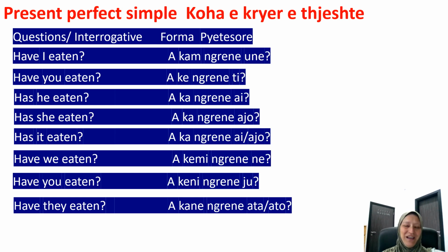Let's continue. So, have I eaten? A kam ngrënë unë. Have you eaten? A ke ngrënë ti? Has he eaten? A ka ngrënë ai? Has she eaten? A ka ngrënë ajo? Has it eaten? A ka ngrënë ai, ajo, për kafshët?